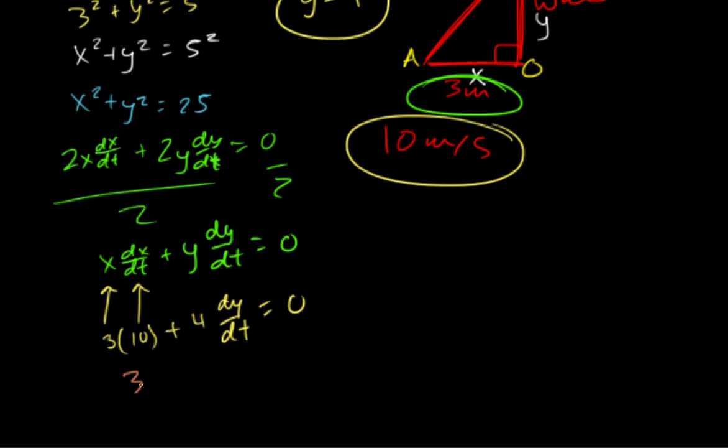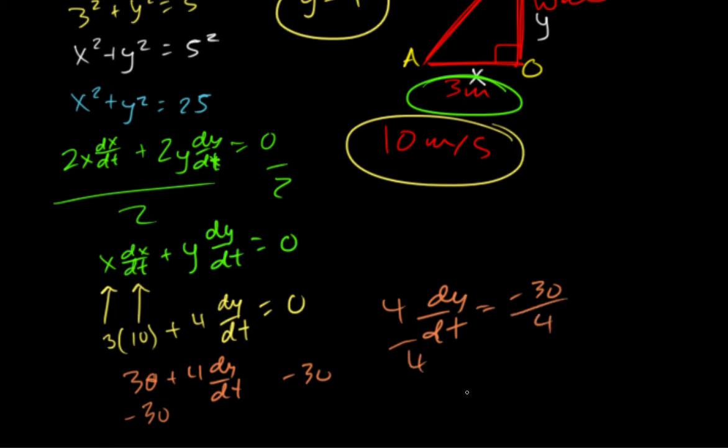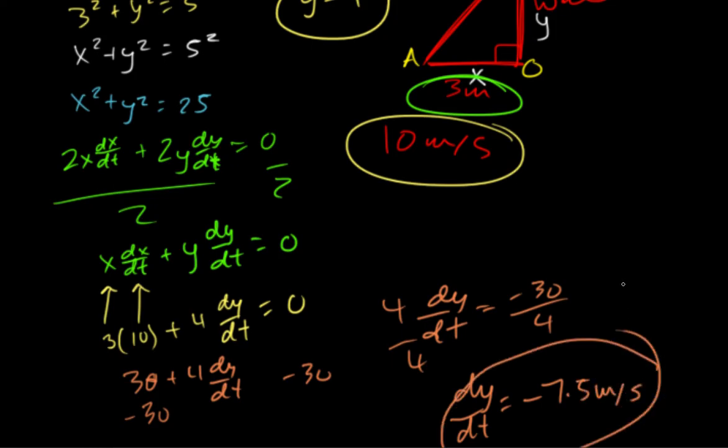They want us to find the rate of the other end of the ladder. And when we do this, we get 30 plus 4 dy/dt. Subtract 30, we get 4 dy/dt equals negative 30. Divide by 4, divide by 4. So dy/dt is equal to negative 7.5 meters per second. And so the other end of the ladder is moving down the wall. The negative implies that, at that instant.